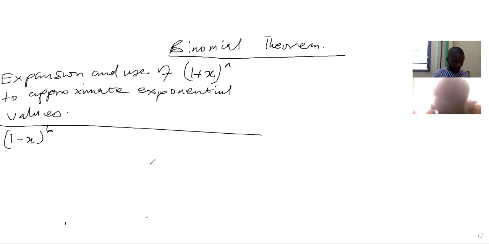Then we go to b. Use the expansion in a to find, correct to 2 decimal places, an approximate value for 0.996 to the power 6.